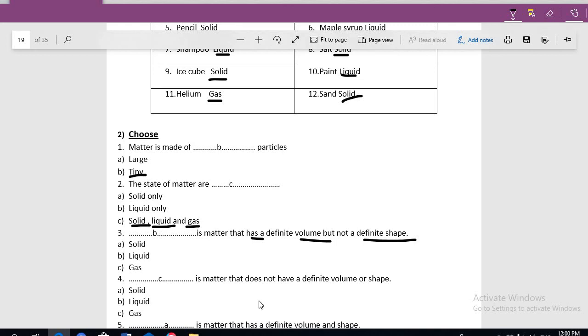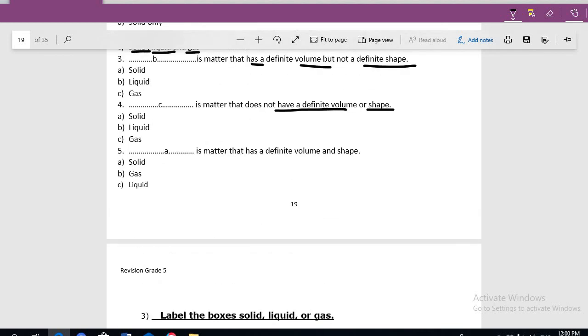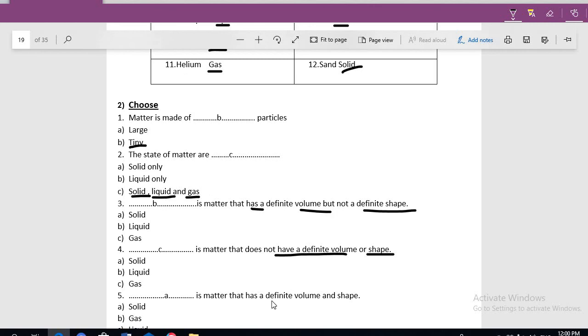While gas does not have definite volume or shape, liquids have a definite volume but not a definite shape. It takes the shape of the container. While solid has a definite shape and volume.